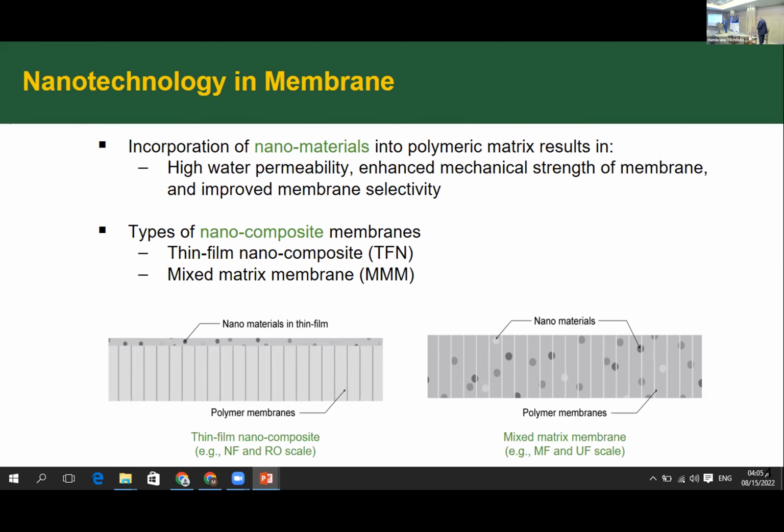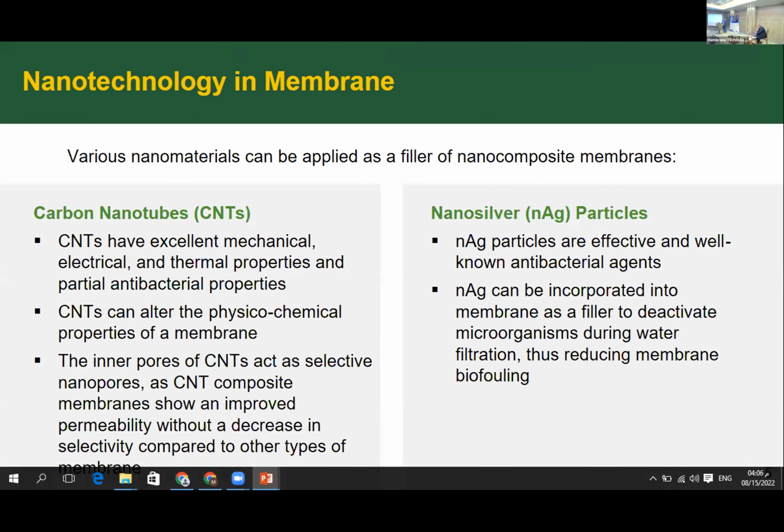The picture on the left-hand side shows you the thin film nanocomposite material. As you can see, the nanomaterials are primarily in the thin film that's covering the polymer membranes. On the other hand, in the triple M membranes, or mixed matrix membranes, you see that the nanomaterials are actually mixed with the membrane material or matrix, not as a thin film, but all over the membrane material itself.